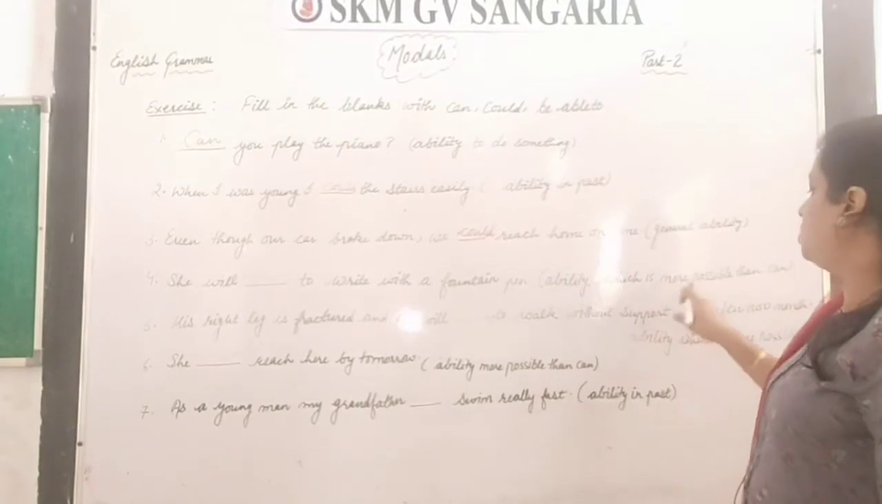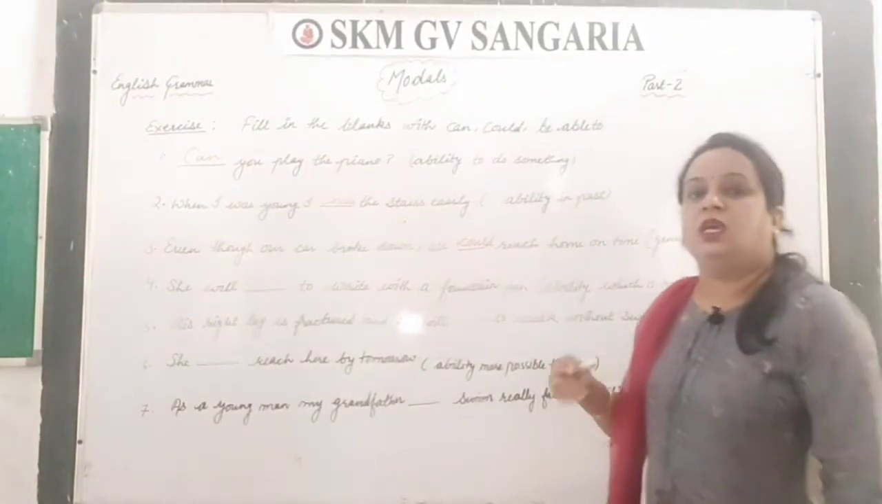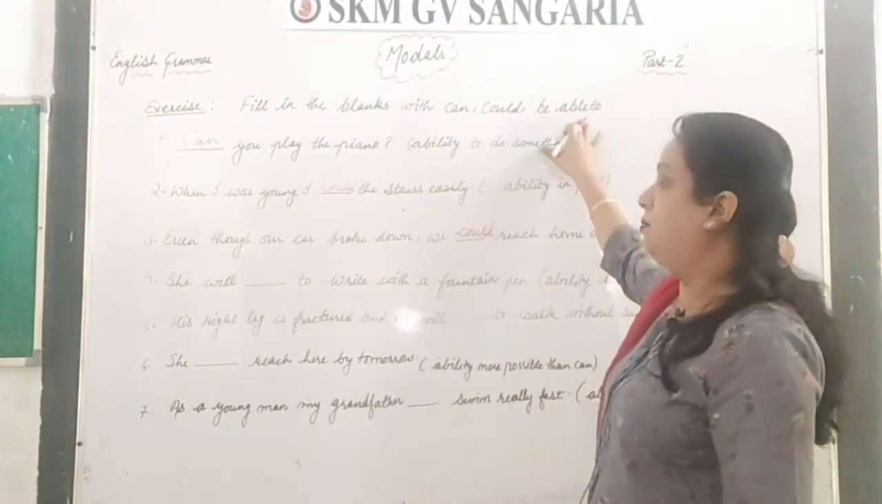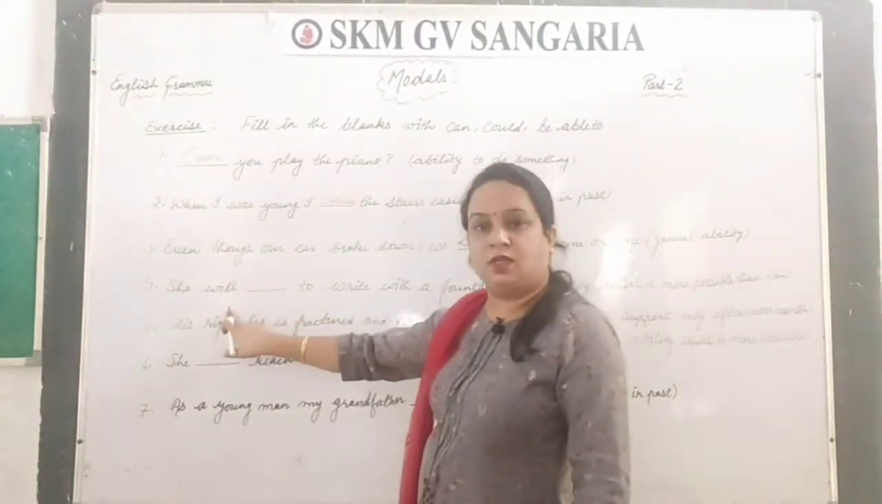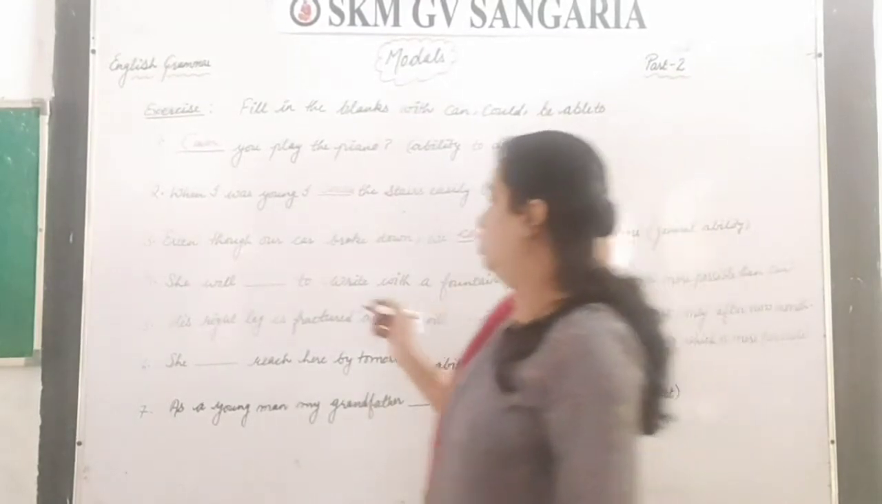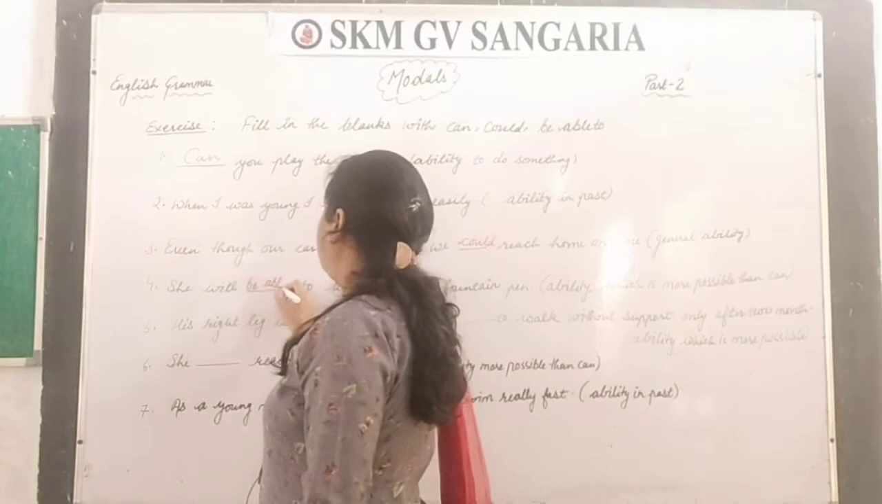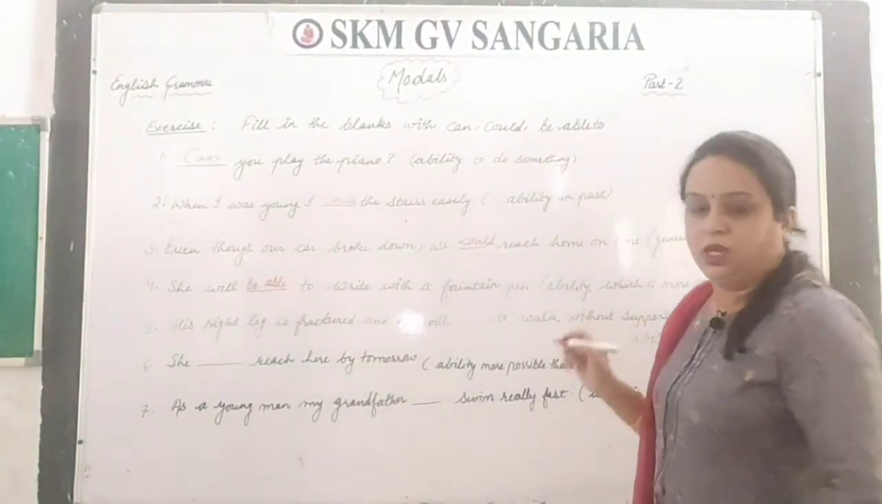Here, ability which is more possible than can, so here you have to fill in be able to. Now you have to see, here it is given will, clear? So it is will be able to. So here the answer would be, will is given, will be able to write with the fountain pen.